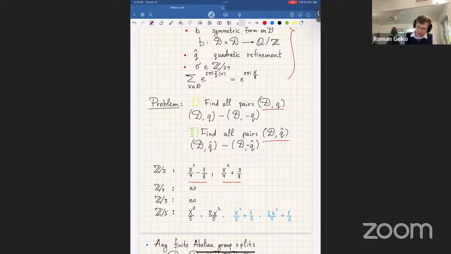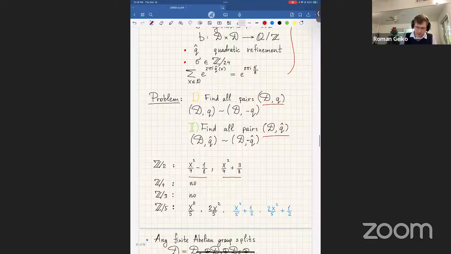Right. So this is something. It's going to be 3/8, and right. So after all, let me take it back. So yes, super MTCs defined by these quadratic refinements will be the same. There's just one of them.